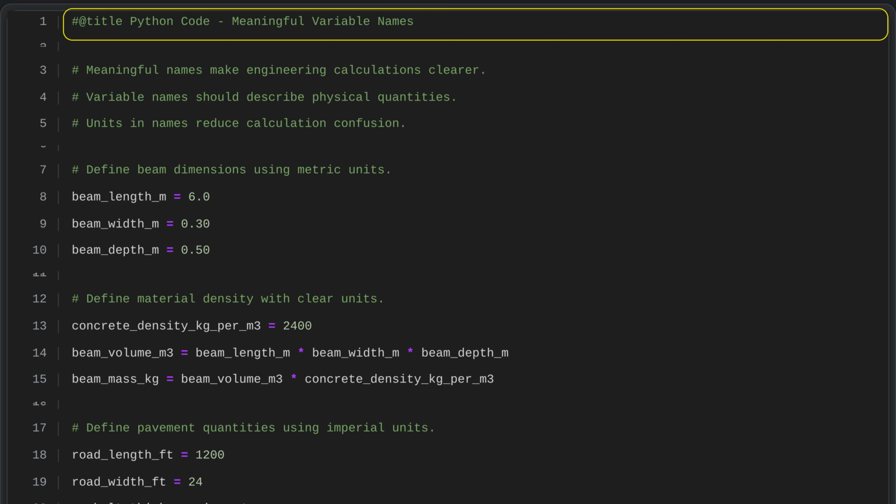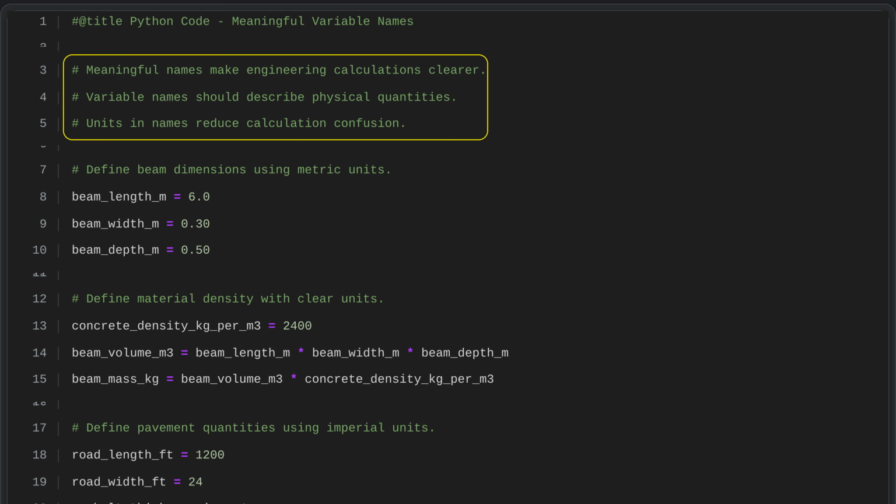Python code. Meaningful variable names. Use meaningful names in engineering calculations to make the work easier to understand and check. Names should clearly describe the physical quantities they represent, and including units can help prevent confusion during calculations.